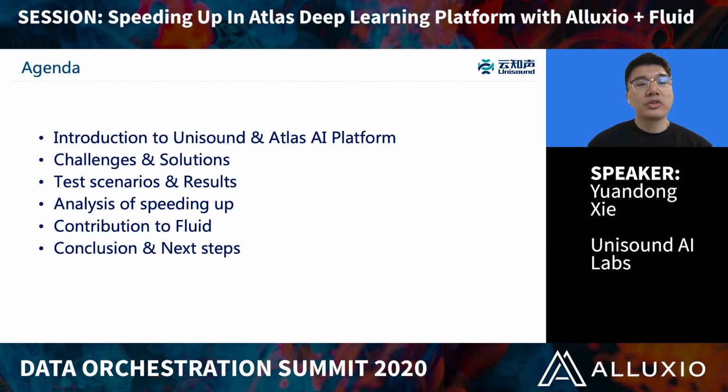Firstly, I will give a short introduction about Unisound and the AI platform. Then I'd like to talk about the challenges and compromise solutions for our platform in daily use. Next, I would like to share 3 application scenarios in our daily use, including noise reduction, image classification, and optical character recognition. And I will list the results of comparable experiments and analyze why Alluxio is beneficial to us. And then I will list a couple of contributions of Fluid. Finally, I would like to make a conclusion and list the future work.